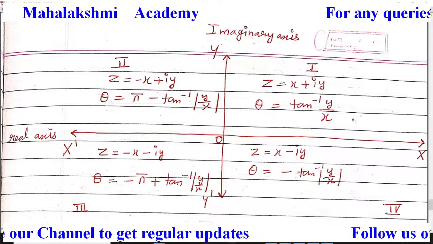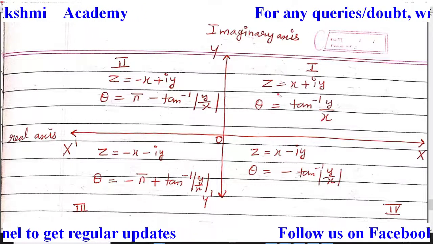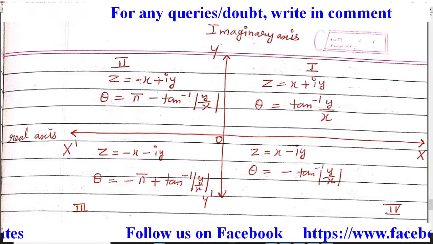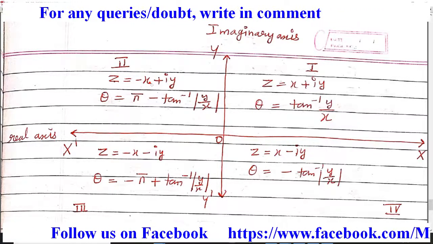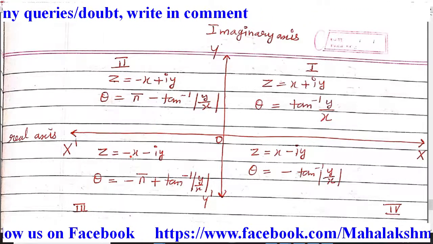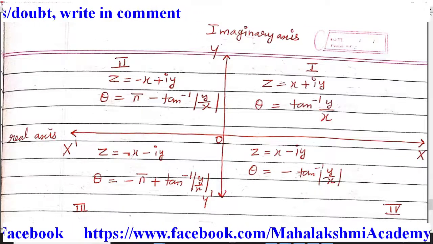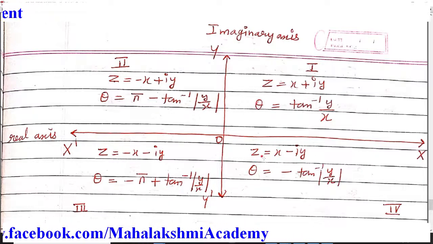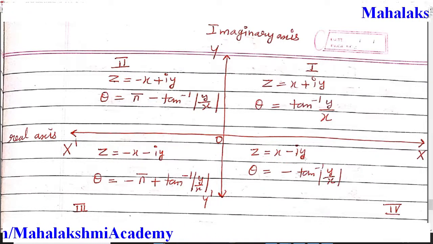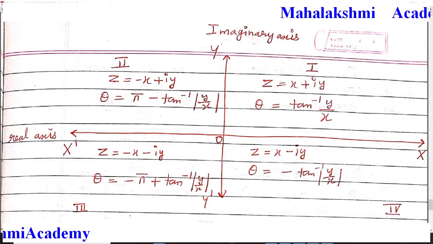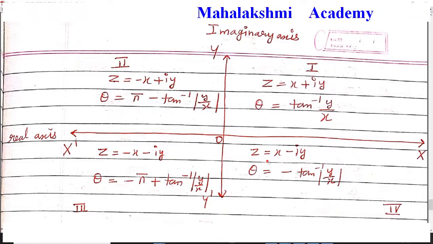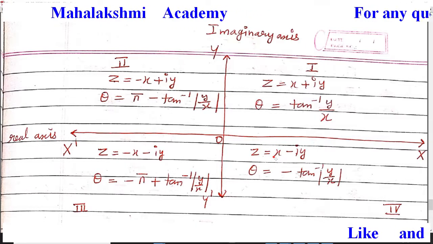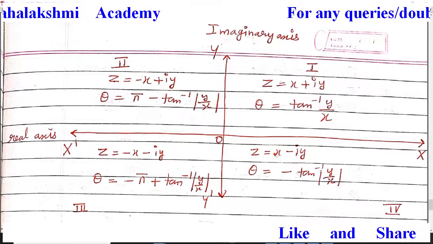So just see the complex number's coordinates. When both are positive, z lies in the first quadrant, and when x is negative and y is positive, it will lie in the second quadrant. When x is negative and y is also negative, it will lie in the third quadrant, and when x is positive and y is negative, it will lie in the fourth quadrant. You don't have to learn it, you already have this concept: according to the signs of x and y, the complex number will move to the respective quadrant.